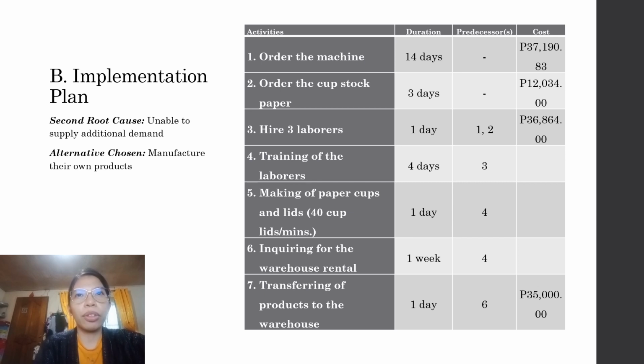So first is to order the machine, then order the cup stock paper, then after that is to hire 3 laborers, and after hiring is training of the laborers. After training them is to produce the paper cups and lids. Then after that is inquiring for the warehouse rental, and lastly is the transferring of products to the warehouse.